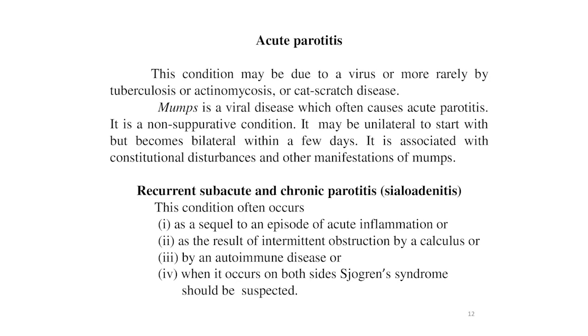Recurrent subacute or chronic parotitis, that is sialoadenitis. This condition often occurs as a sequel to an episode of acute inflammation, or as the result of intermittent obstruction by calculus, or by autoimmune disease. When it occurs on both sides, Sjogren's syndrome should be suspected. Recurrent attacks of pain and swelling and discharge of a small amount of pus in the saliva are the typical complaints of this condition.